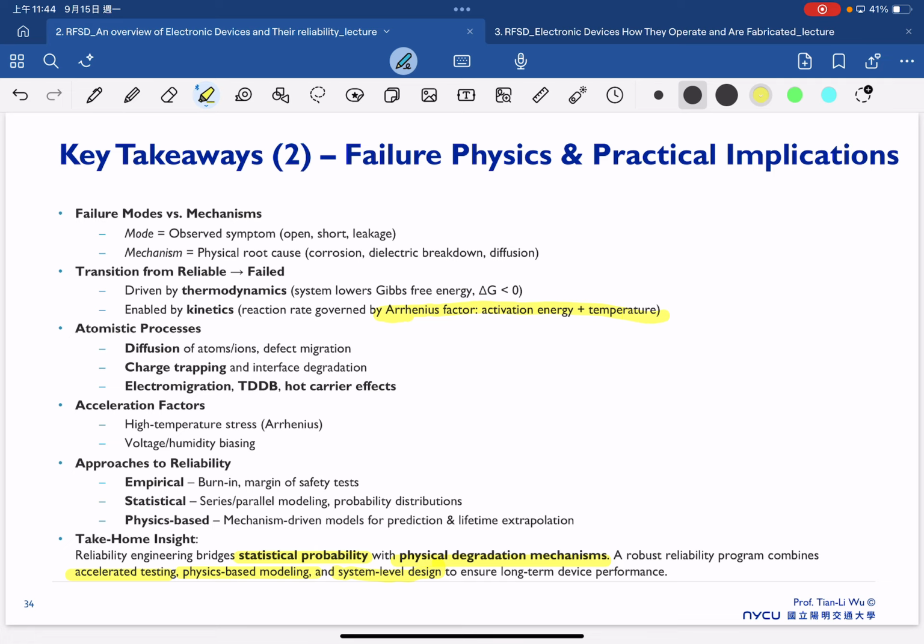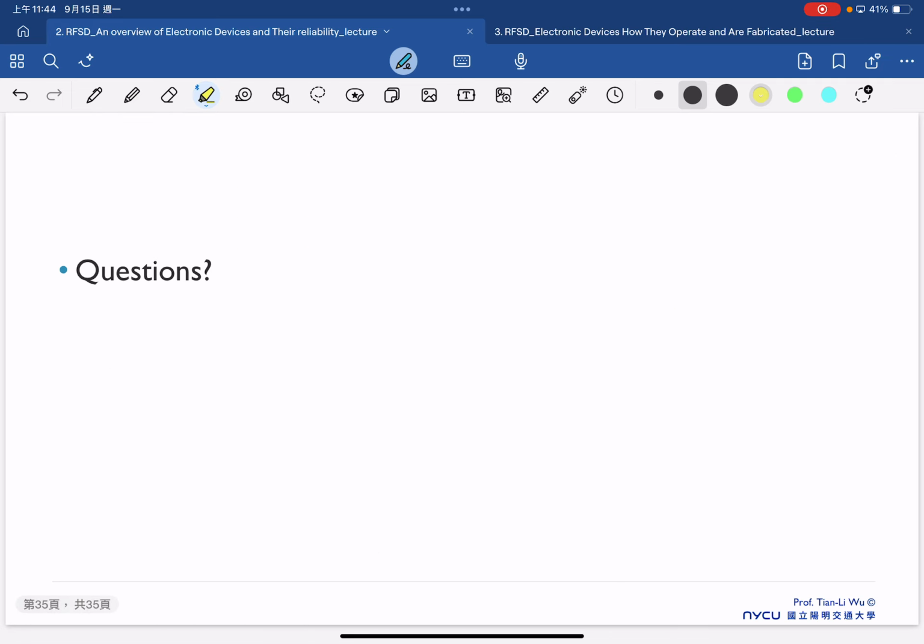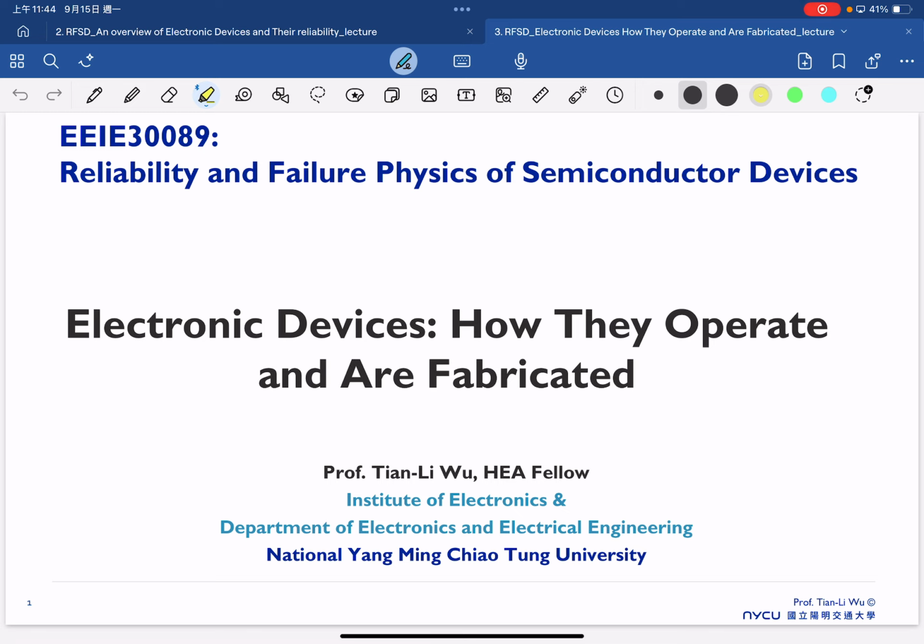Okay, so that's the end of this chapter. So then we will move to the next one, which is still pretty fundamental. Just to tell you the basics. This is more related to semiconductor devices, how they operate and are fabricated.